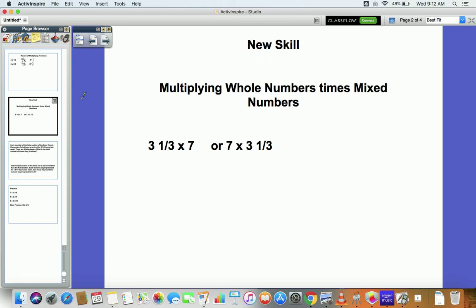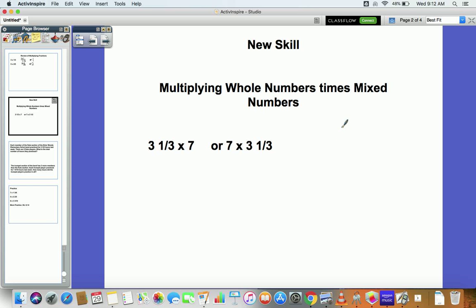Okay. All right, so moving on, here's our new skill, multiplying whole numbers times mixed numbers. So that would look like this. We have our mixed number, 3 1/3. So we have a mixture of a whole number with a fraction, and then we have a whole number, okay? This can also be written the other direction. So you could have the 7 first times 3 1/3. So we do it the same way.